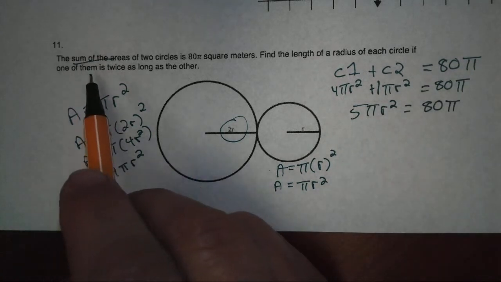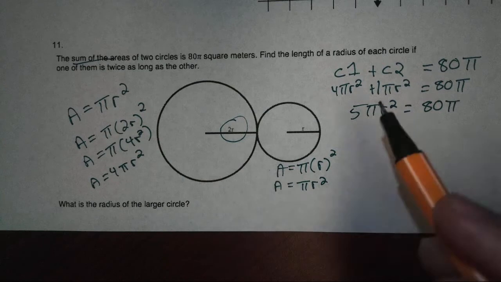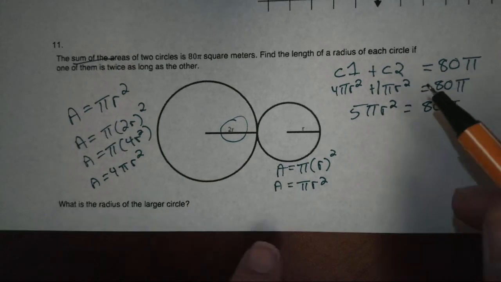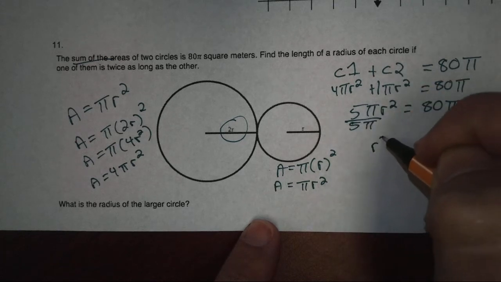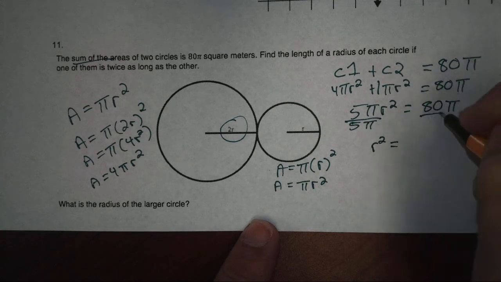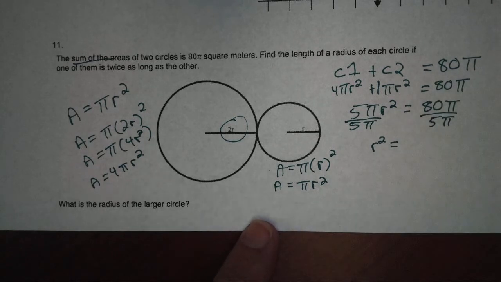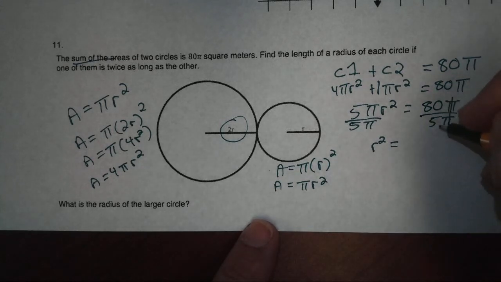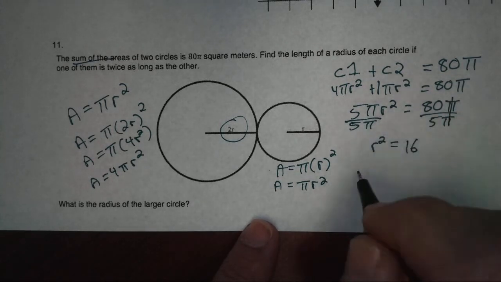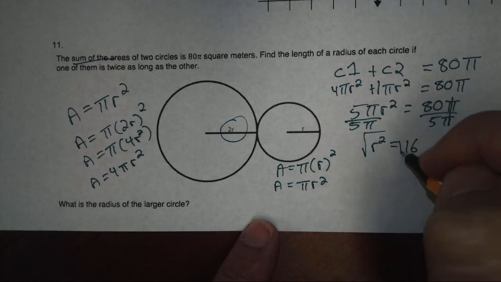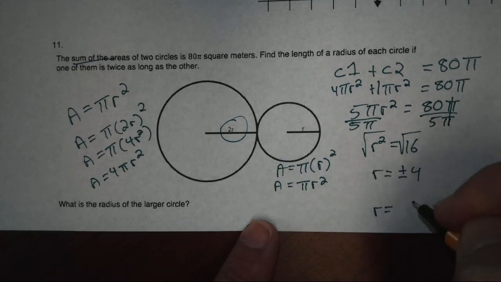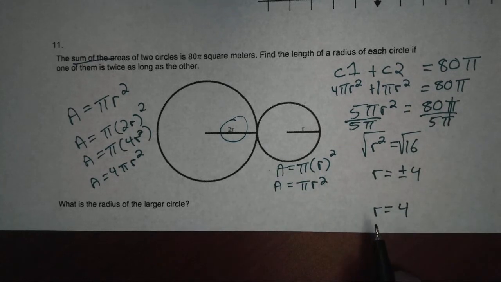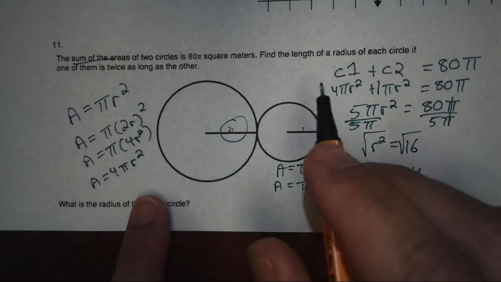Now our goal is we're solving for the radius. So we want to get the radius by itself. So this 5 pi is a multiplier, so I'm going to divide by 5 pi. So I'm left with just r squared. I'm going to come over here and divide by 5 pi as well. So the pi's will cancel out. So I just have 80 divided by 5, which is 16. So to get rid of a squared, square root, and we get r is equal to plus minus 4. But since it's a geometry problem, we're only going to use the positive. So r is 4.